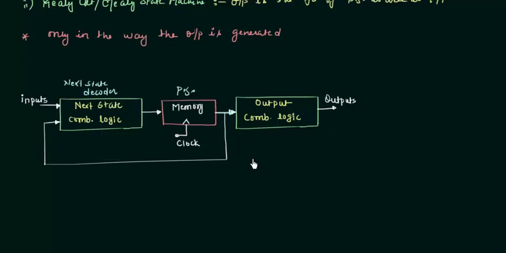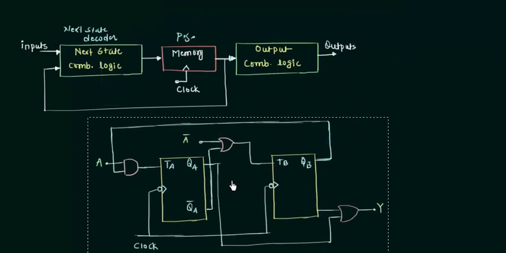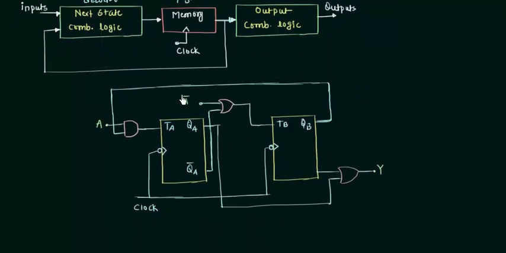Now I will show you one example in which we will try to find out whether it is a Moore circuit or a Mealy circuit. So I will paste it down. This is the example in which I have used T flip-flops and some gates. So let's try to find out what the next state combinational logic is in this sequential circuit, and what the output combinational logic is. So let's try to find that first.